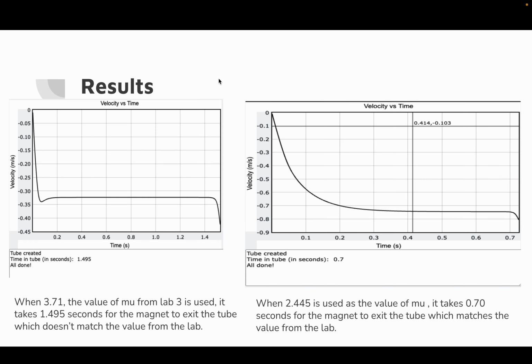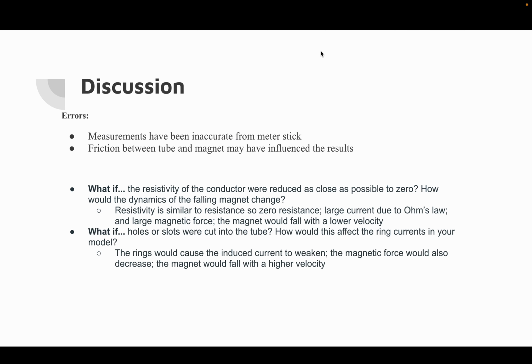The result we get from this is that when the value of mu from lab 3, 3.71, is used, it takes about 1.495 seconds for the magnet to exit the tube, which doesn't match the value from the lab. However, if we use 2.245 as the value of mu, it takes about 0.7 seconds for the magnet to exit the tube, which matches the value we got from the lab.